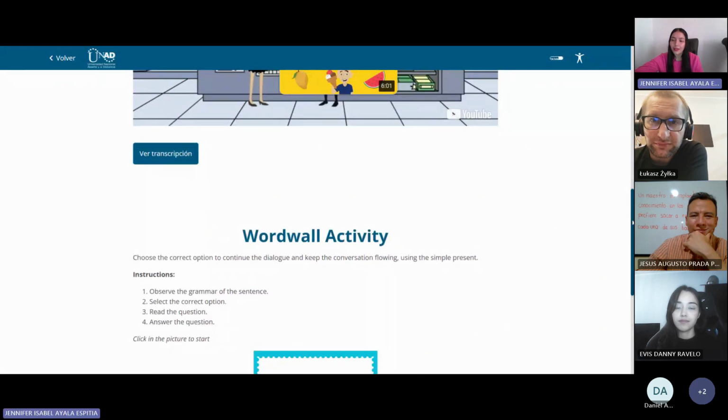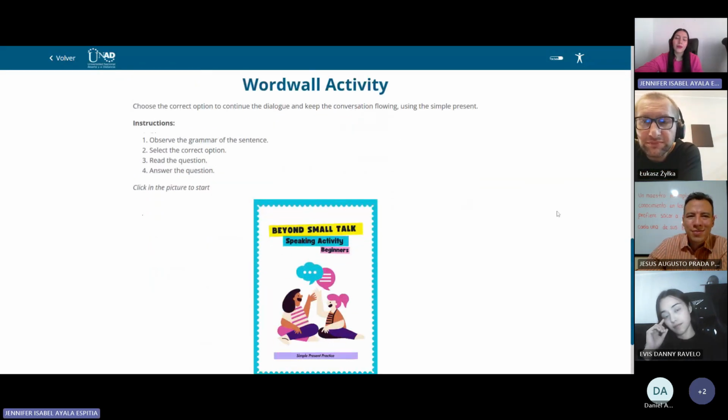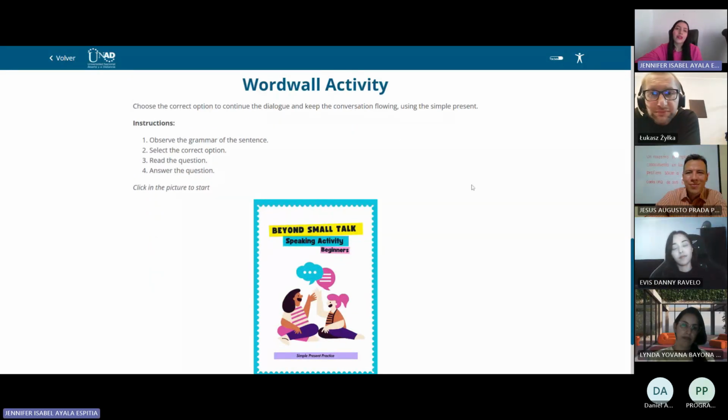Okay, now we are going to continue with this activity. It's a Wordwall one. The instructions are: first, observe the grammar of the sentence. Then you're going to select the correct option. Then you're going to read the questions and finally answer that question.